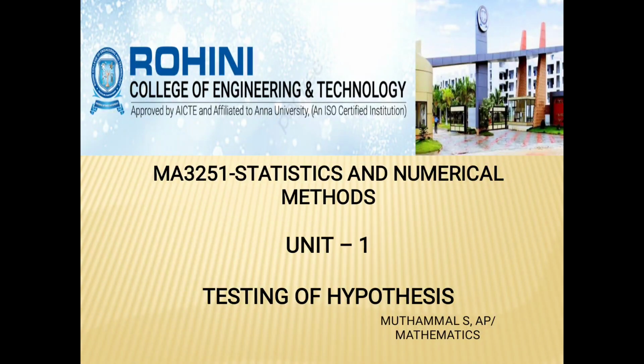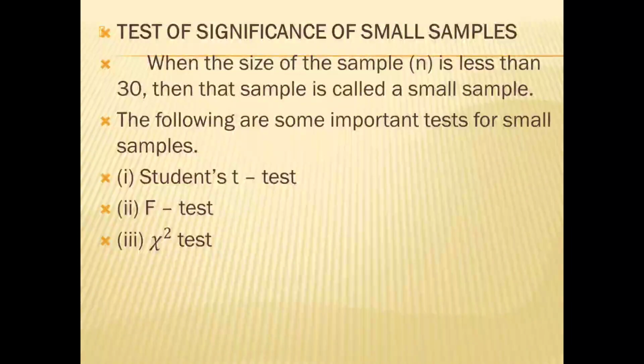I'm going to explain the topic from testing of hypothesis, MA 3251, Statistics and Numerical Methods. Test of significance of small samples. When the size of the sample is less than 30, then that sample is called a small sample. The following are some important tests for small samples: student t-test, F-test and chi-square test.